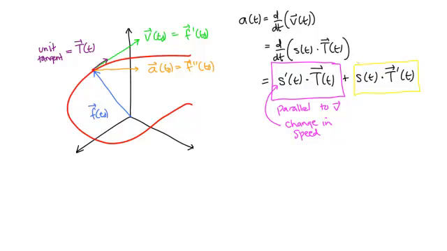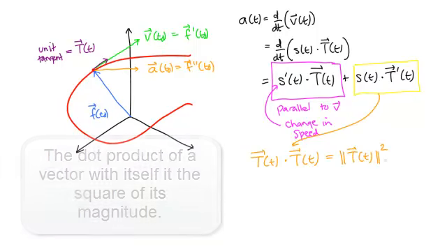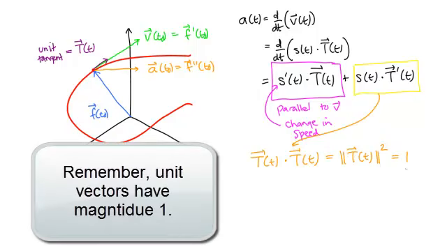What is this T prime right here? Well, this is kind of a cool and surprising result. I'll do a little bit of a dogleg for this result. We know that if we take T dotted with T, well, we learned this from the dot product. If you dot any vector with itself, that's simply the length of that vector squared. But since this is a unit vector, that length is 1.